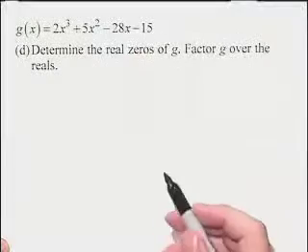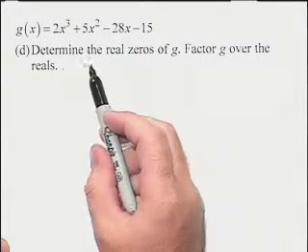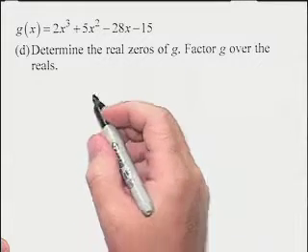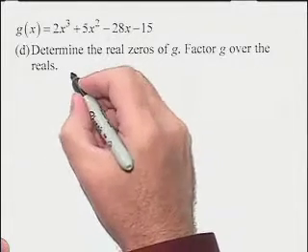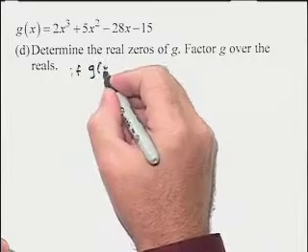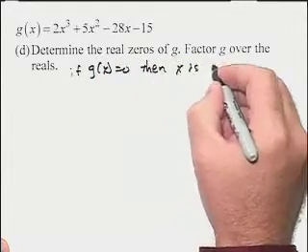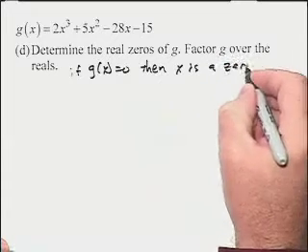Now we're asked to determine all the real zeros for our function g. We want to determine the real zeros of g and then factor g over the reals. For this part, we're going to use the fact that if g of x is equal to 0, then x is a zero of our function.